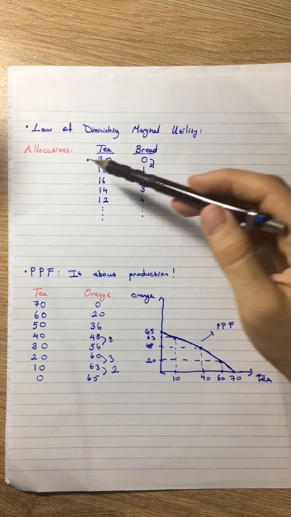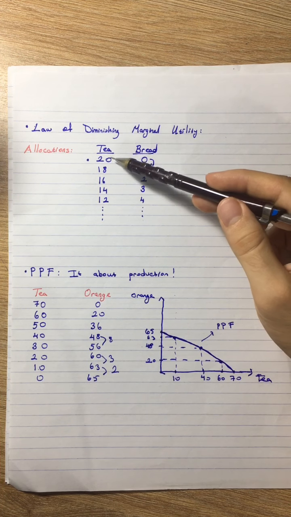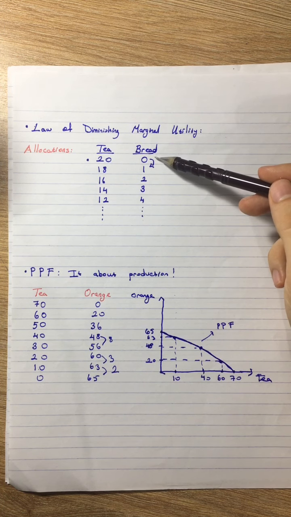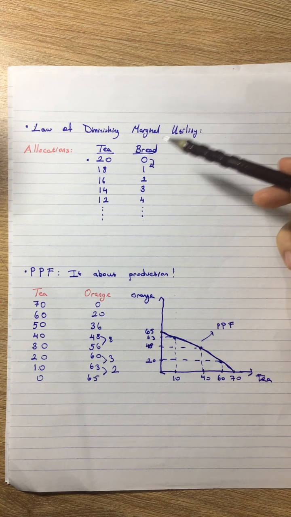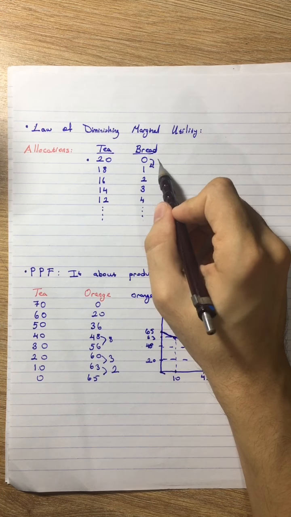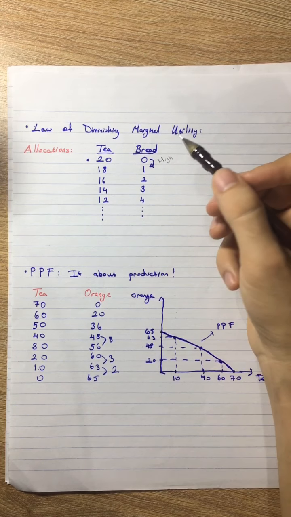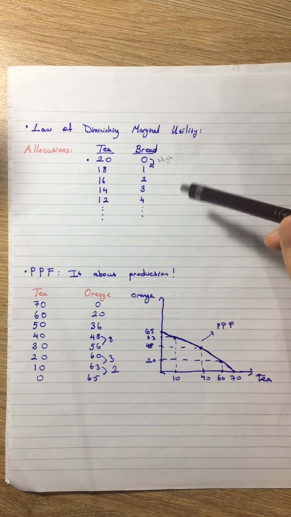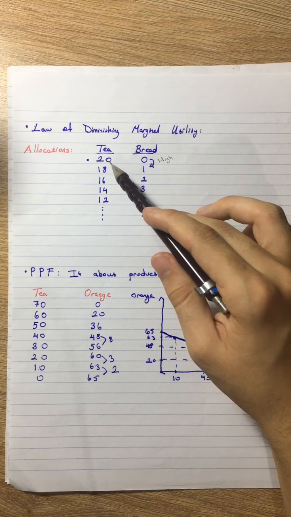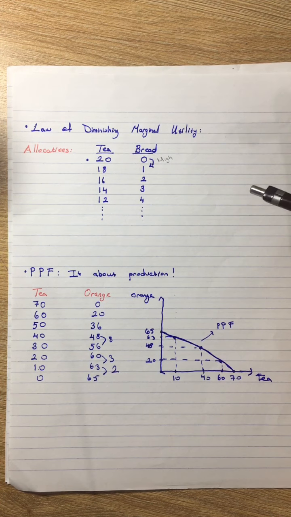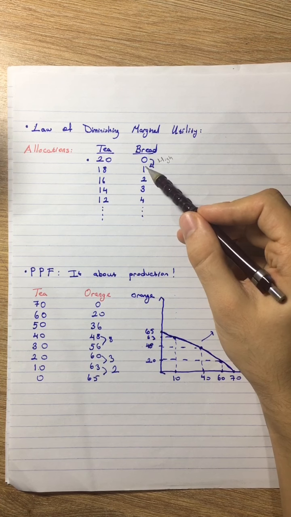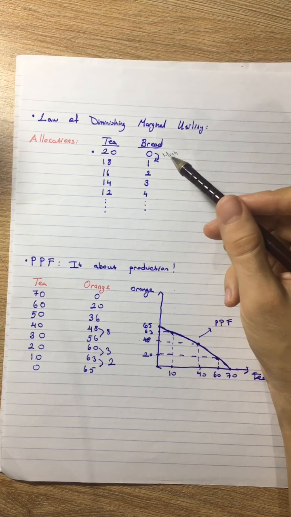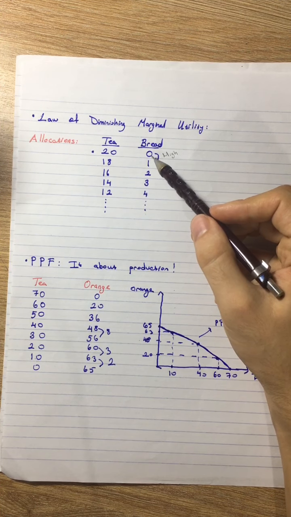So let's start from this point. Let's suppose that we are on this allocation, so we have 20 units of tea and 0 bread. If I get 1 bread, my marginal utility would be high, because in this allocation I was only consuming tea, and logically I would be sick of tea because there is a lot of tea, no bread. So if someone gives me bread, or I trade in the market to get bread, my utility from getting that extra 1 bread would be high because my quantity of bread is low.